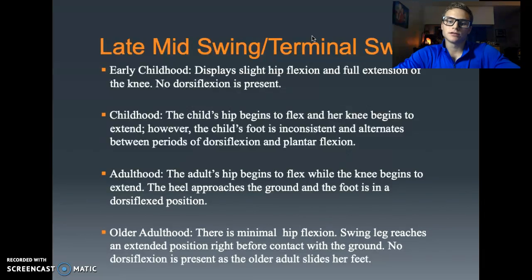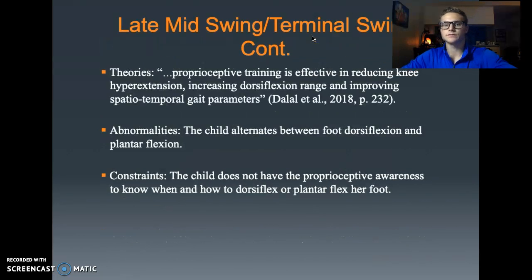And the adult's hip begins to flex while the knee begins to extend. The heel approaches the ground and the foot is in a dorsiflexed position. In the older adult, there is minimal hip flexion. The swing leg reaches an extended position right before contact with the ground. No dorsiflexion is present as the older adult just slides her feet.